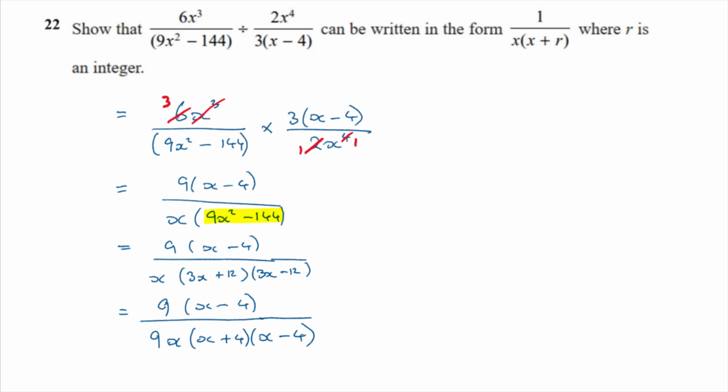Okay, so now I can see some more things top and bottom that I can cancel. I can cancel the 9 and the 9. I can cancel the x minus 4 with the x minus 4. So that leaves me with 1 over x plus 4. Now I'm hoping that's in the form that they want it to be. Oh, look, it is. I've got a 1 where I'm meant to have a 1. I've got an x where I'm meant to have an x, and I've got this number on the end. Here, look. So it's all good. It's 1 over x plus 4.